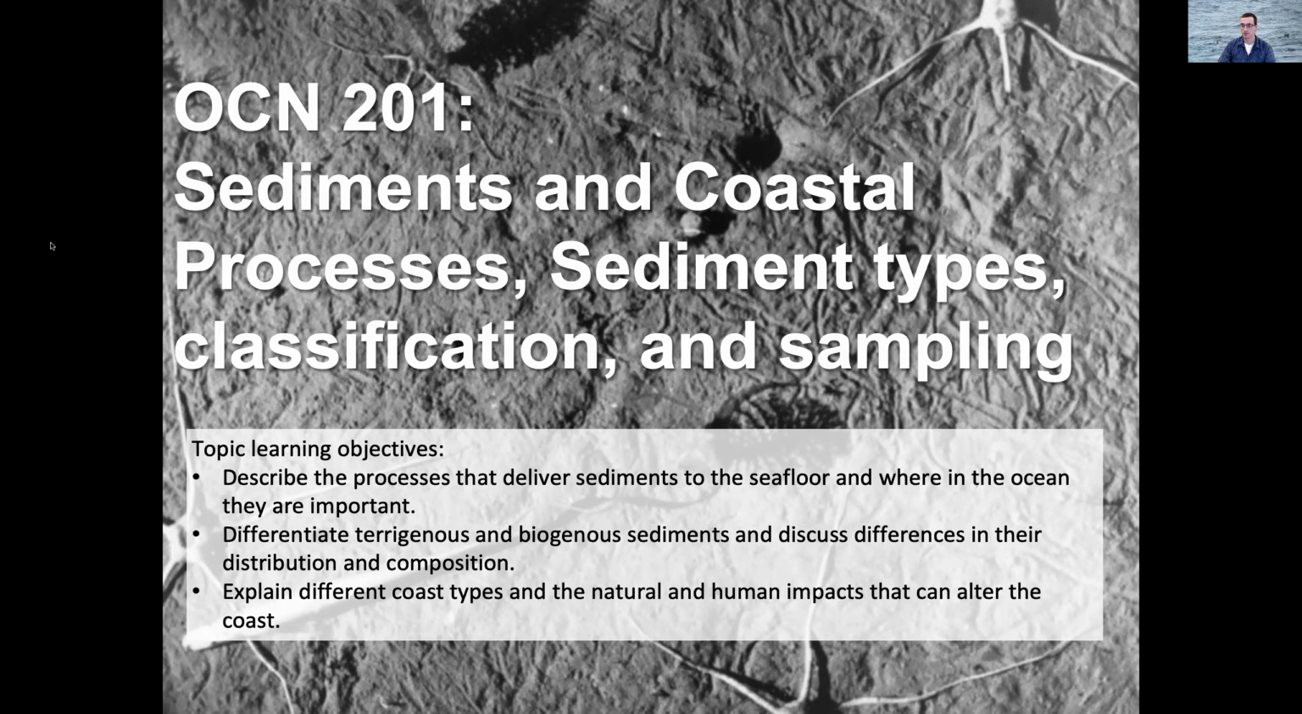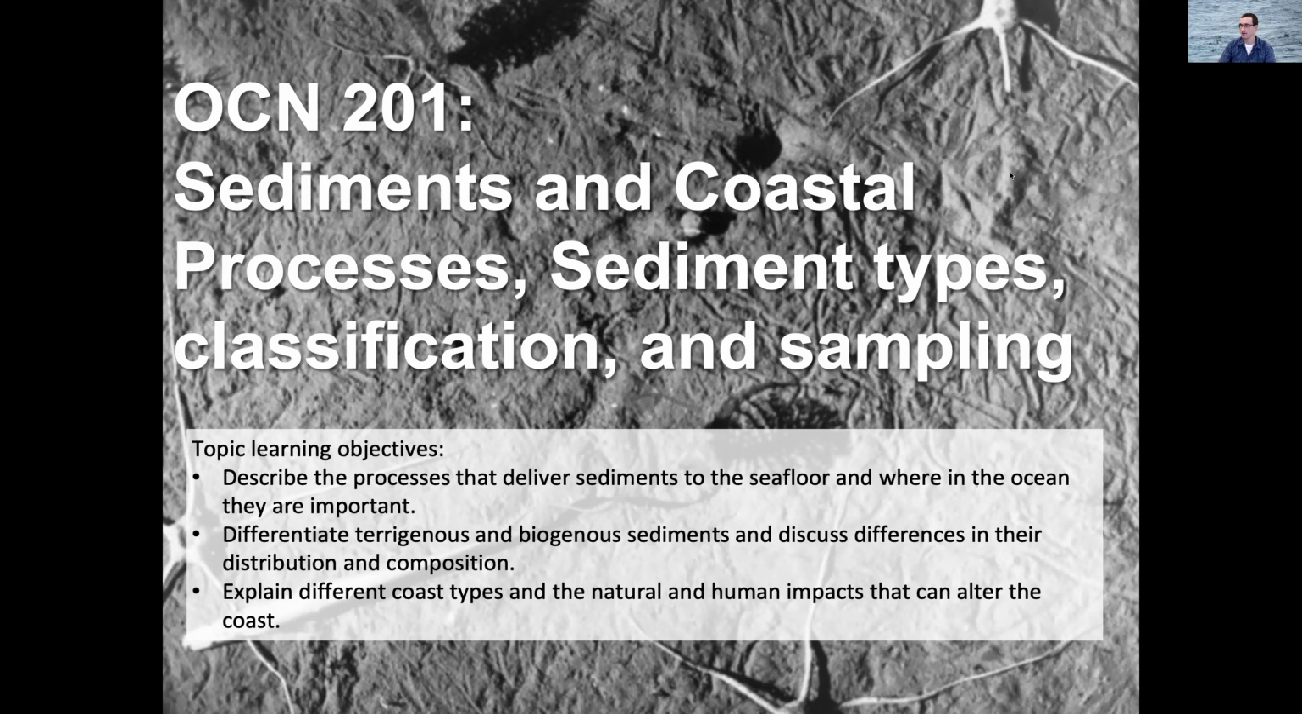Our topic learning objectives are to be able to describe the processes that deliver sediments to the seafloor and where in the ocean they are important, to differentiate terrigenous and biogenous sediments and discuss their differences in distribution and composition, and explain different coast types and the natural and human impacts that can alter the coast.